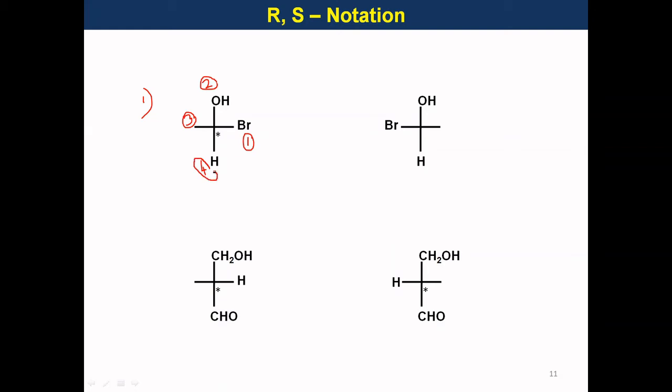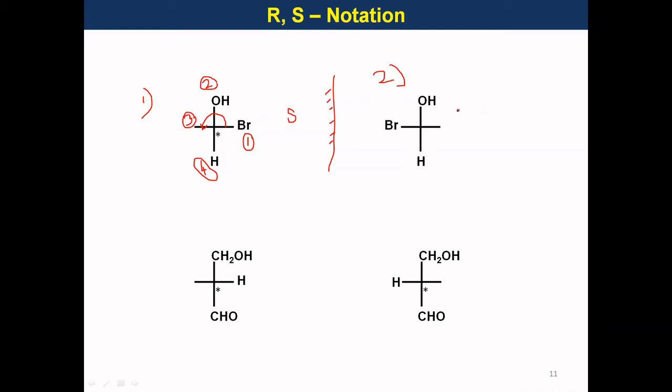The second step is that we have to rotate from 1 to 2 to 3. Here it is clockwise, that means it is S. We also have to look at the fourth priority. The fourth priority is on the vertical line, so we take it as such. So it is S configuration. The second isomer is nothing but the mirror image of the first one. If you consider a mirror in between, it will be exactly the mirror image of the first one, so it is going to be the R isomer.